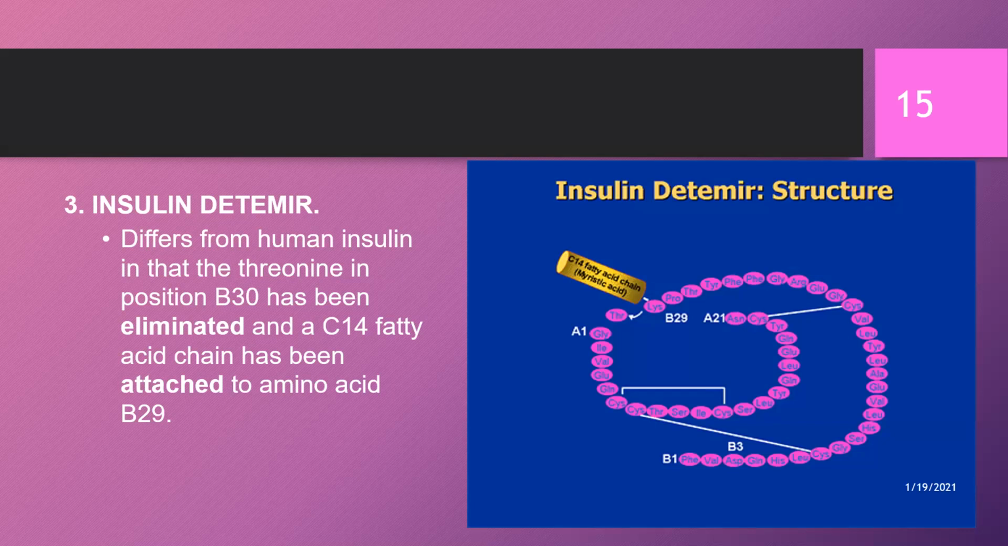This differs from human insulin in that the threonine in position B30 has been eliminated, and a C14 fatty acid chain has been attached to the amino acid B29. You can appreciate here very well that the arrow shows that threonine is being kicked off, and at position B29, a fatty acid chain is attached. This gives it its property of stabilization and slow release into the circulation, giving it the property of a long-acting analog insulin.